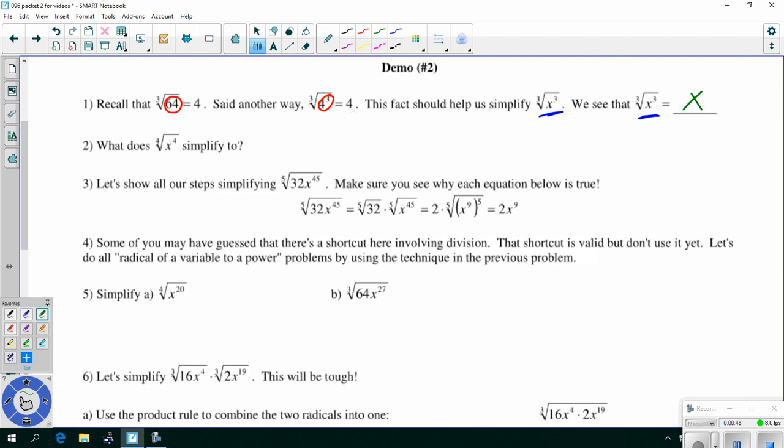Number 2, what does the 4th root of x to the 4th simplify to? Well, again, 4th root and 4th power are opposites of each other. We call them inverses. They undo each other. And so if you start with x, you get right back to x.